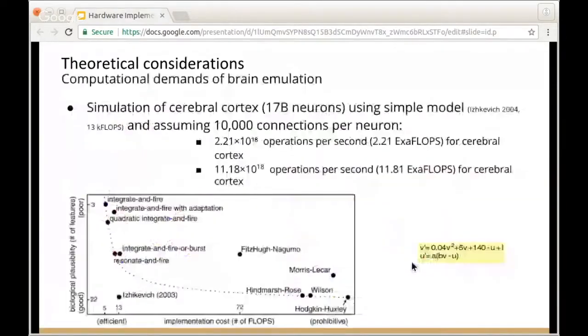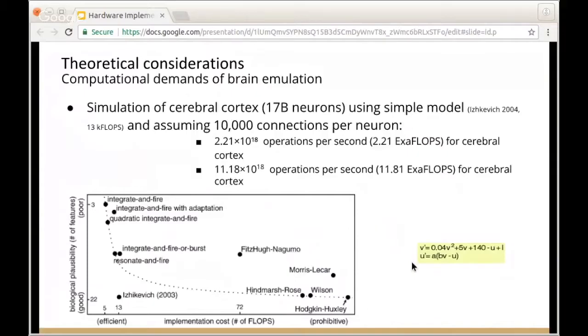And a second theoretical consideration that I would like to first talk about here is the enormous computational demands of a whole brain emulation. Let's imagine that we want to emulate the cerebral cortex and not the entire brain, just the cerebral cortex, 17 billion neurons at the neuronal level.